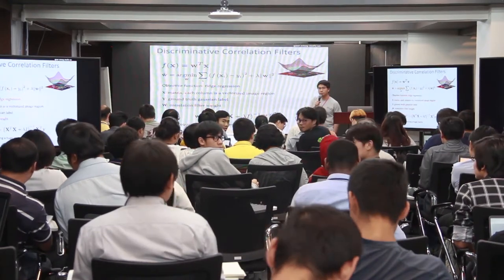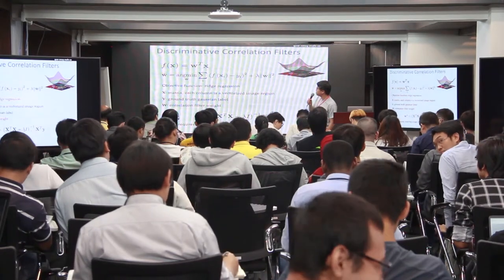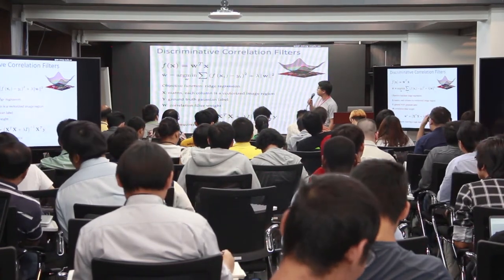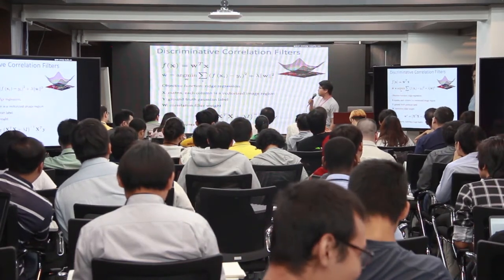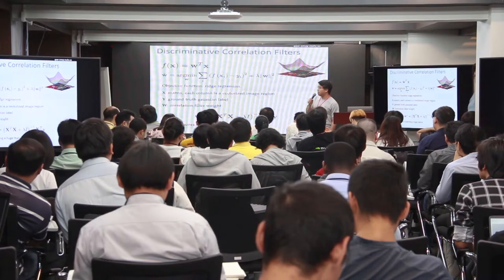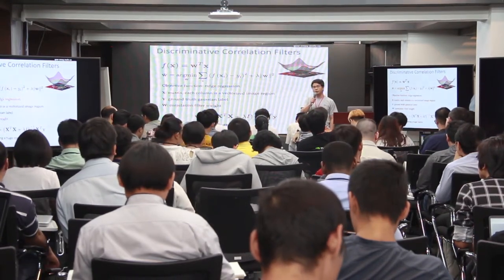So X is representing an image, right? And I don't see how that is related to a circular structure. X is the feature vector of a patch.